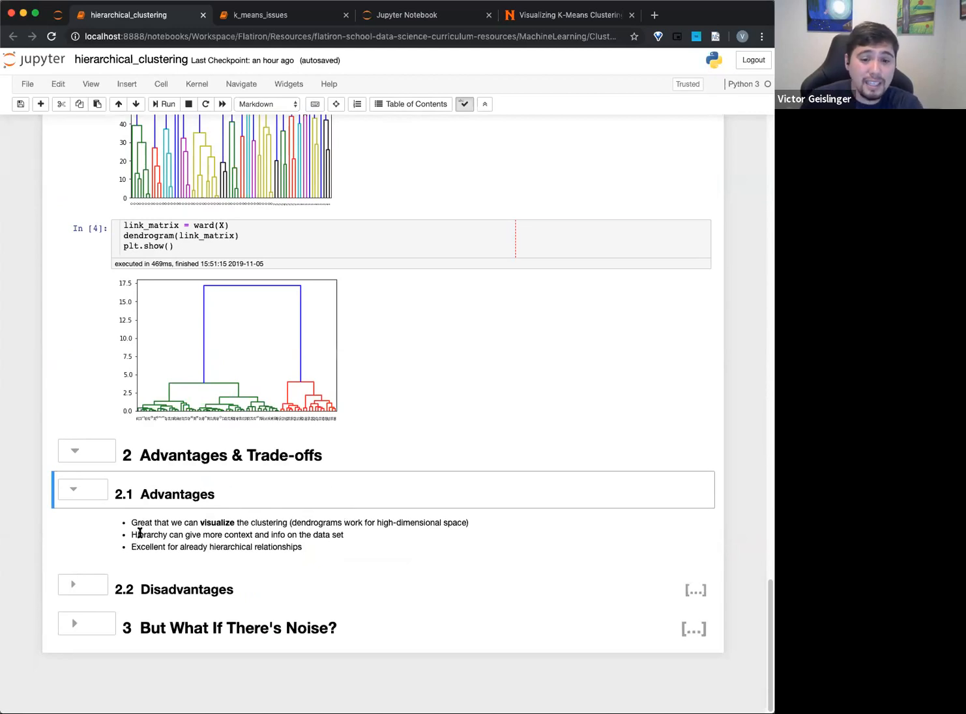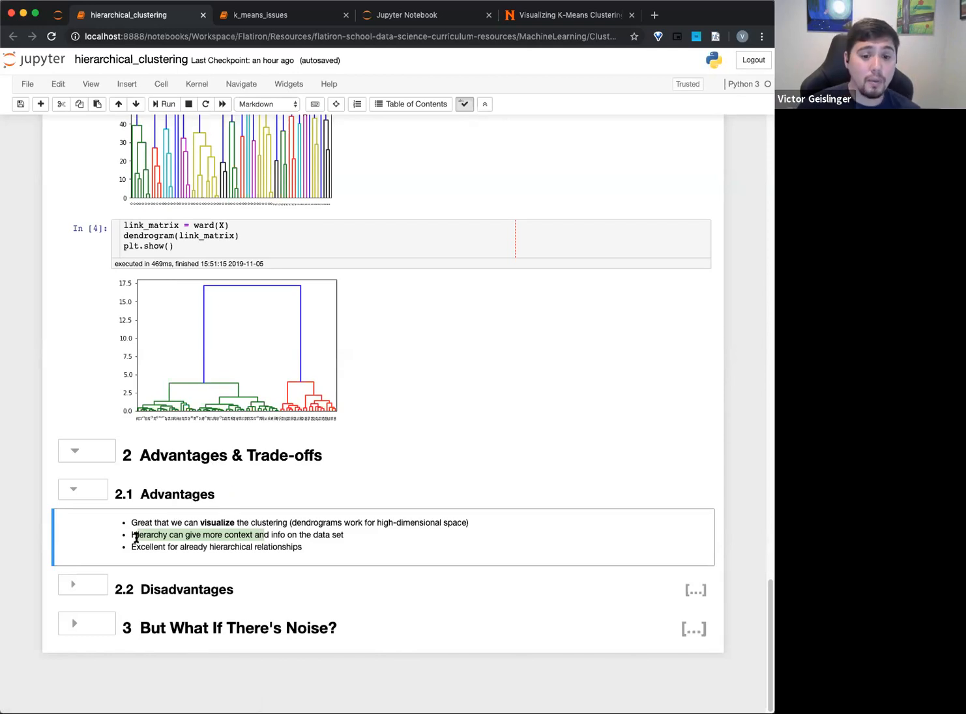Also, this hierarchy can give us more context. We can actually see things that are very similar to each other, versus just saying they're different groups. We can use this idea to say, these are really similar to each other, and therefore they should be considered a group. So we get a hierarchy of what is most similar to each other.